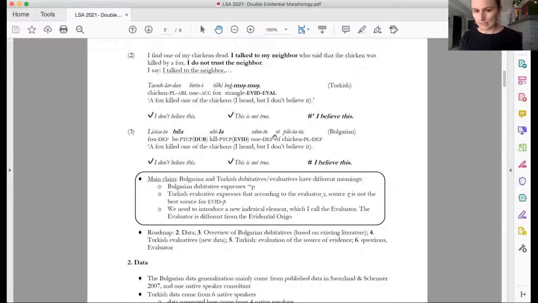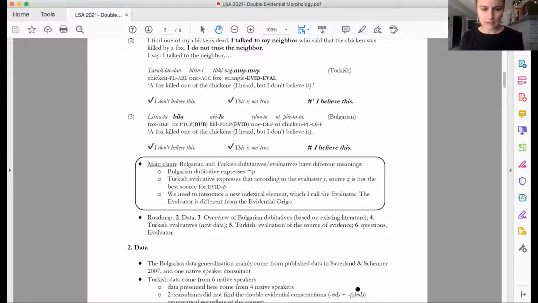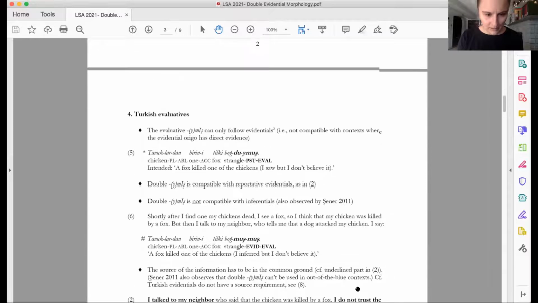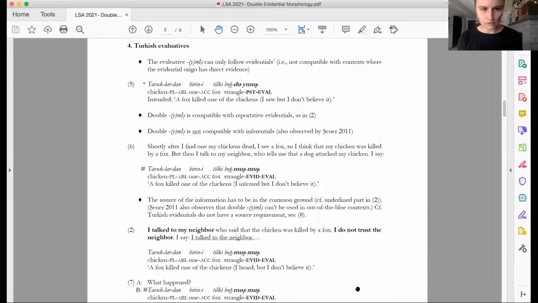And we can find similar examples in Bulgarian. The rest, I guess, was probably followable. And so we moved on to the Turkish evaluatives. Like I was saying, the Turkish evaluative is not compatible with direct evidentials, that's shown at 5. So tavuklardan birini tilki boğduymuş is ungrammatical. And also, the Turkish evaluative mish is not compatible with inferential, which is shown in 6.